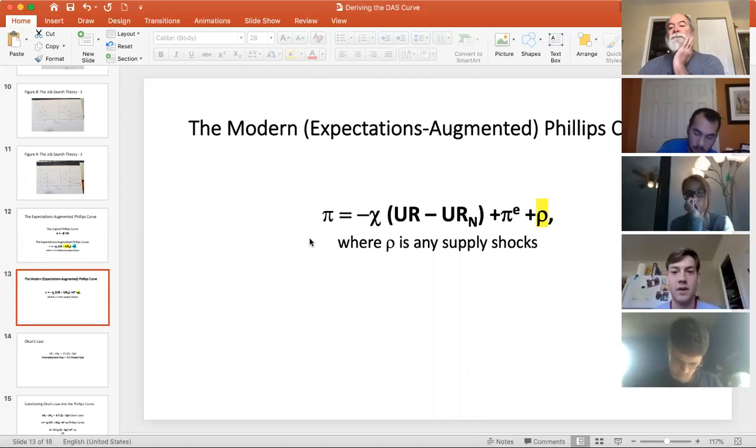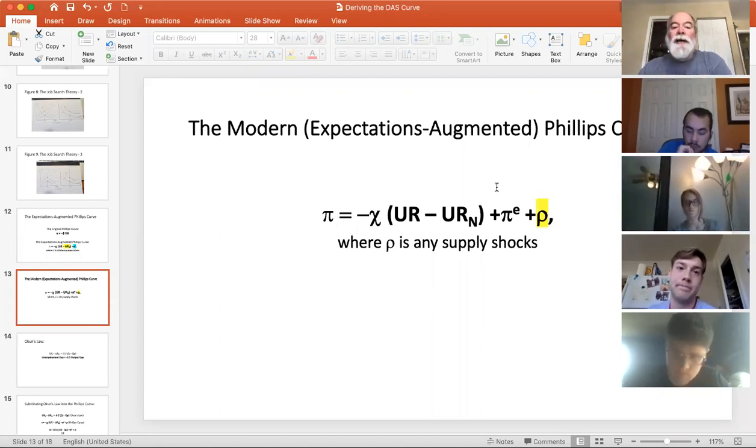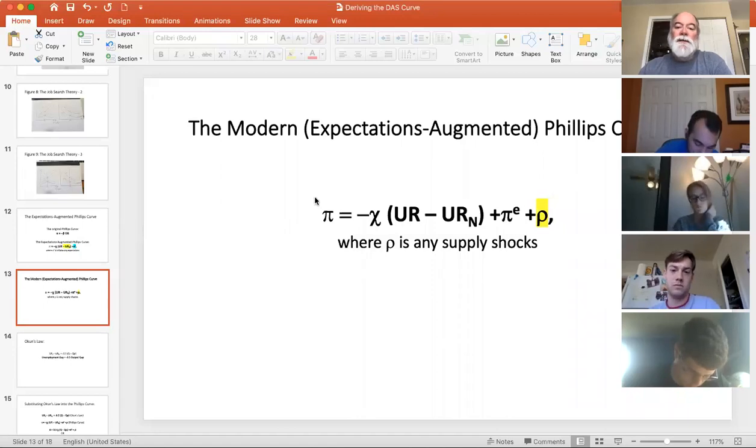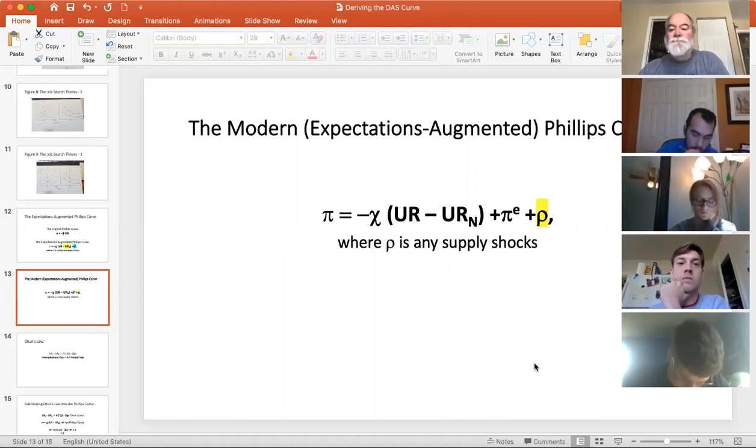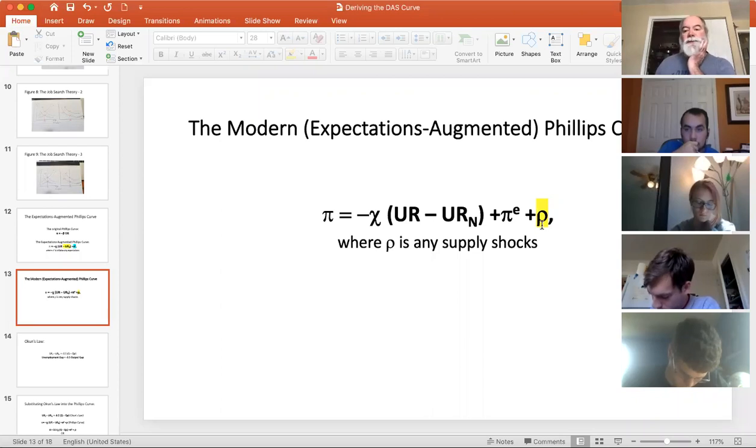When was the final addition for supply shocks made to the equation? How recent is that? Probably, I want to say the 90s. The reason is this equation was basically developed in the 80s, and then they added supply shocks to it. Notice also that what a supply shock does is it shifts the Phillips curve. Just like inflationary expectations shift the Phillips curve, a supply shock shifts the Phillips curve.